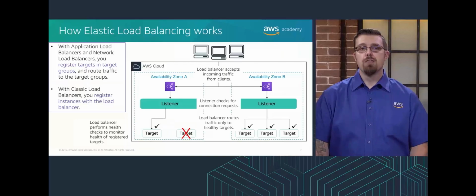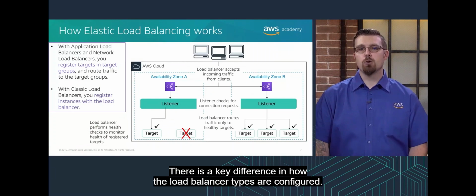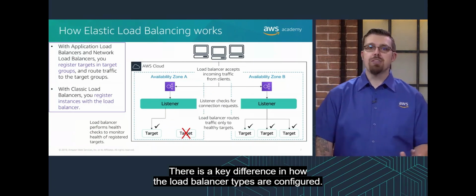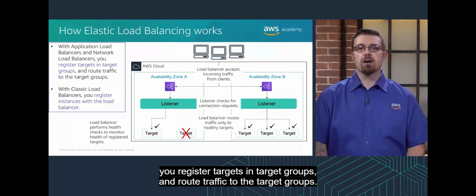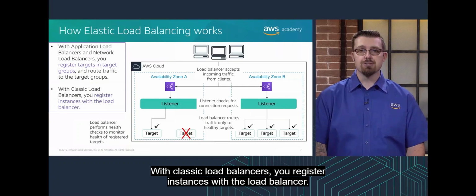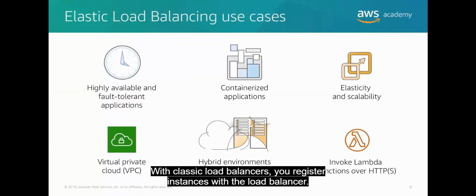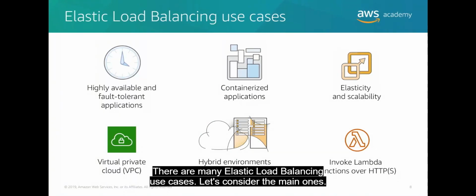There is a key difference in how the load balancer types are configured. With an Application and Network Load Balancer, you register targets in target groups and route traffic to the target groups. With Classic Load Balancers, you register instances with the load balancer. There are many Elastic Load Balancing use cases. Let's consider the main ones.